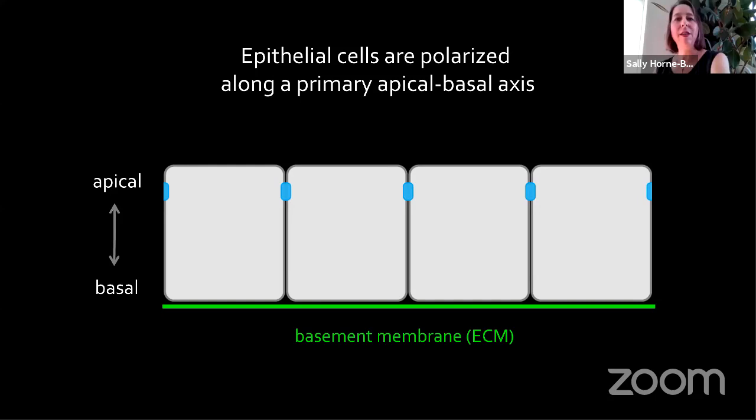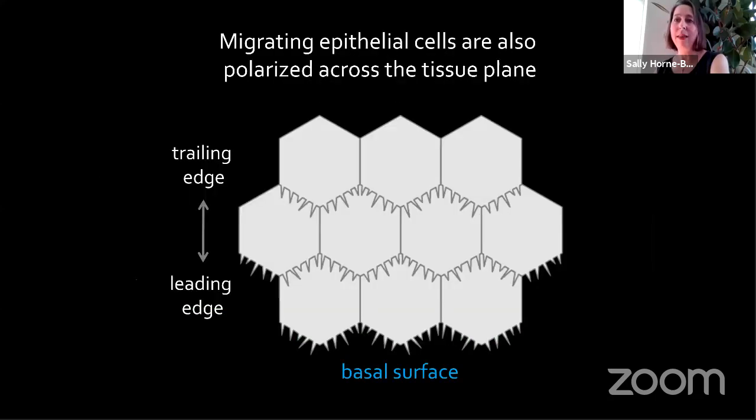Now if we turn the tissue over so that we're focused on the basal side, I can tell you that when an epithelium is migrating, it's also polarized across the tissue plane so that each cell has a distinct leading edge versus trailing edge in the direction of tissue movement.